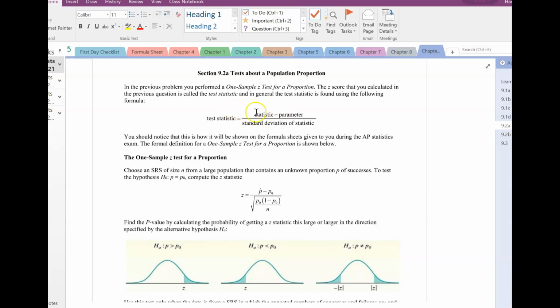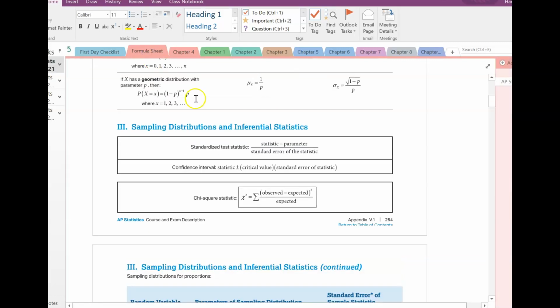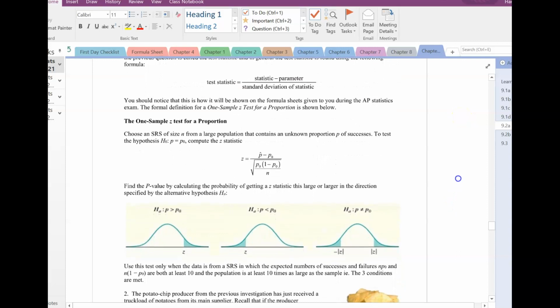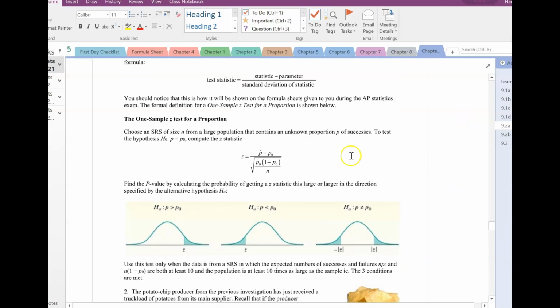We took the statistic minus the parameter divided by the standard deviation of the statistic. Remember, statistic is sample, parameter is population. So we should know where to find that on the formula sheet. You're going to backtrack a little bit. If you take a look at your formula sheet, it's here in the beginning of part 3, standardized test statistic here. Okay, so let's take a look at the actual test and the details of what we just went through.